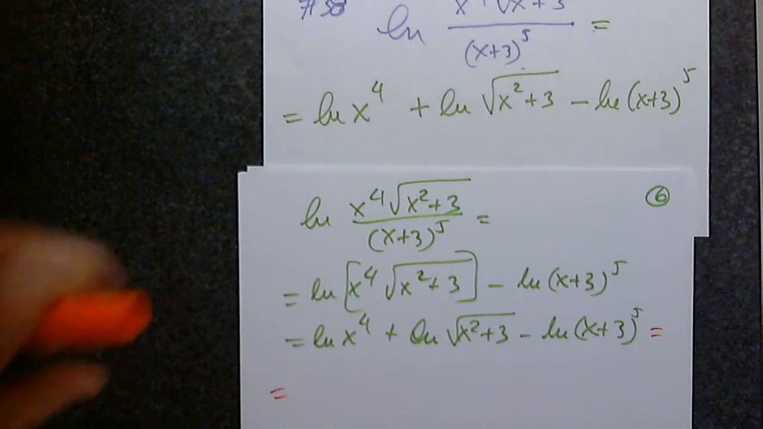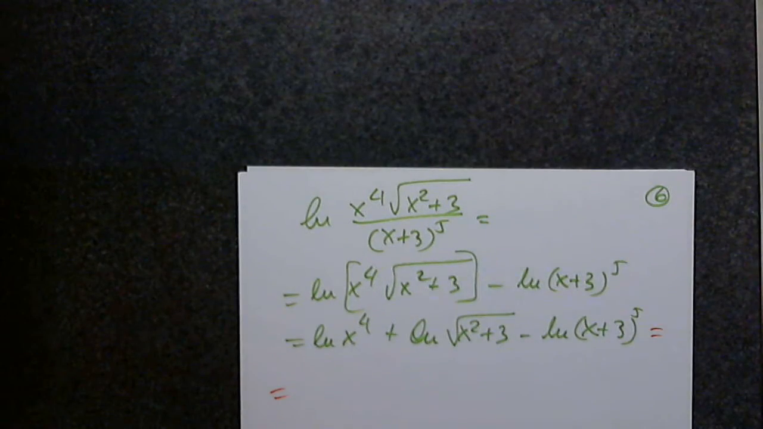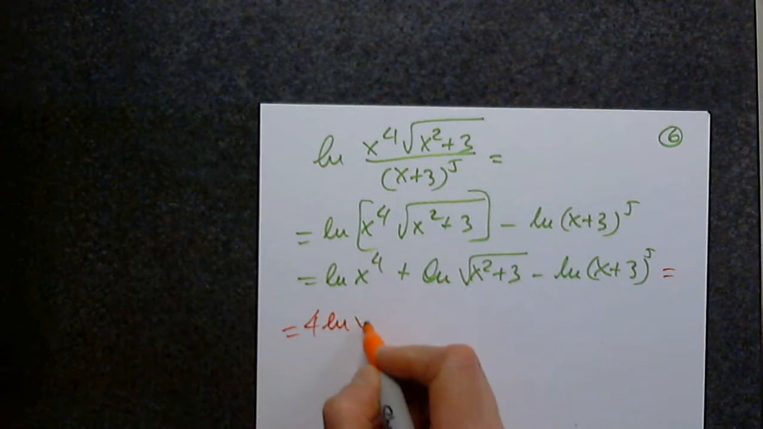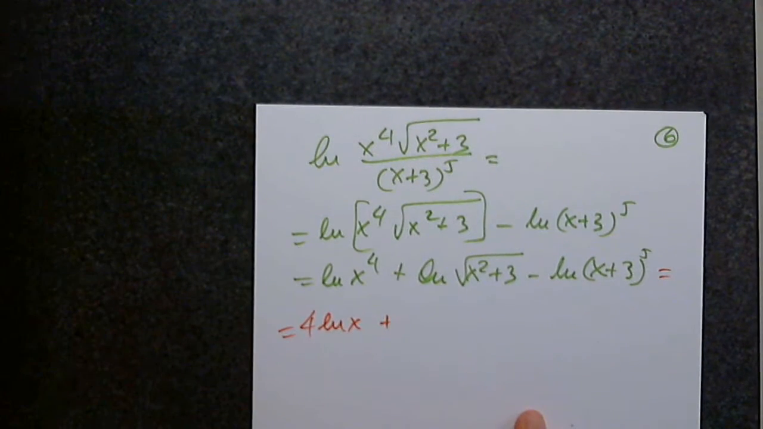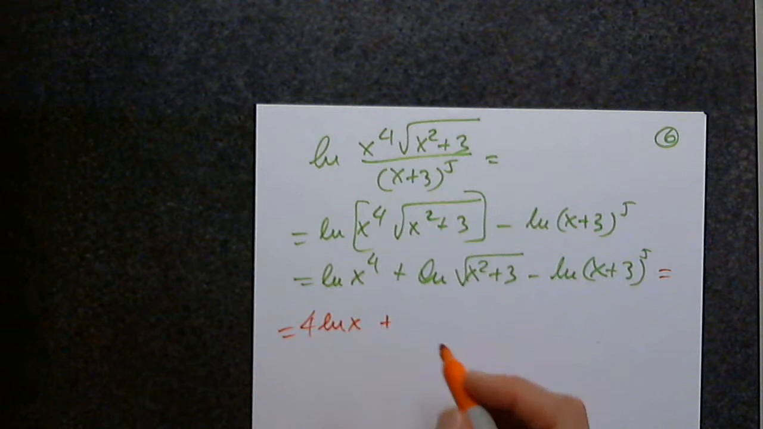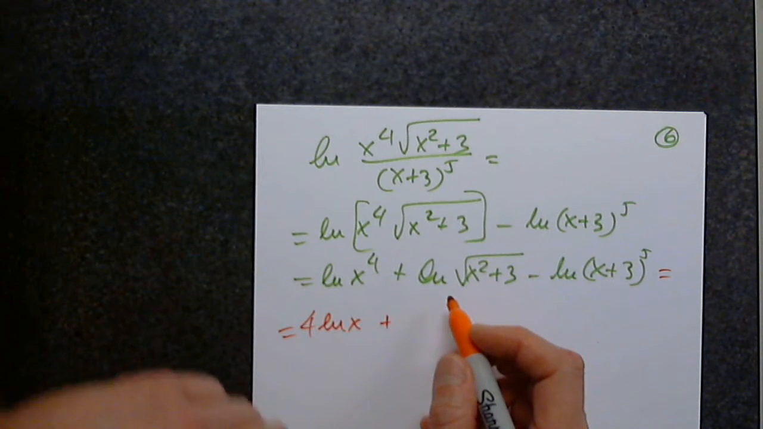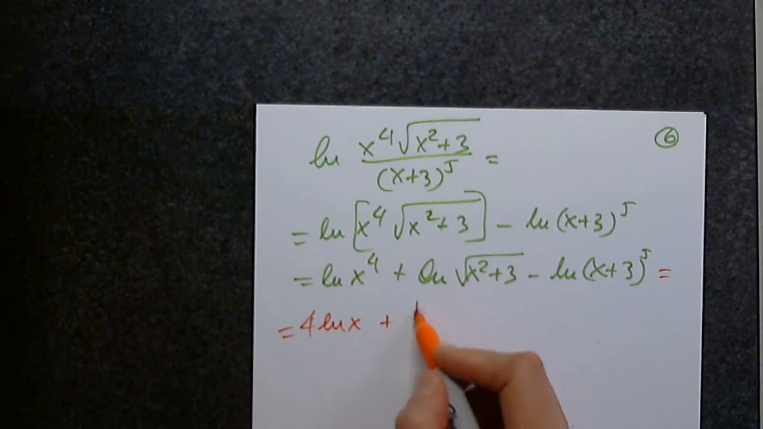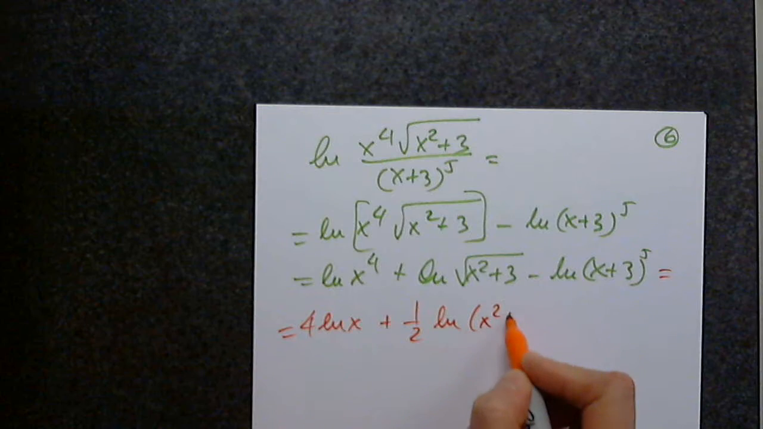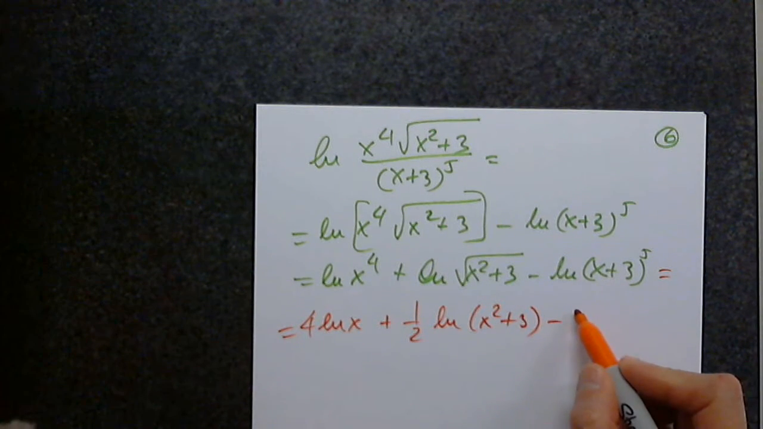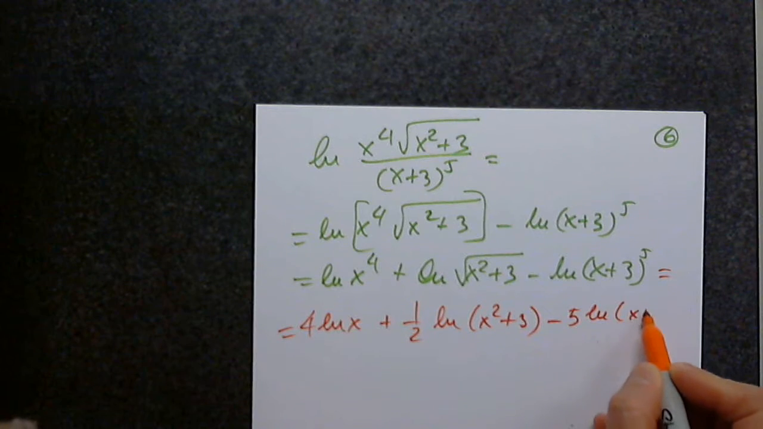Okay, so please simplify the first one. Four, excellent. Natural log of x. Next one. Well, the power, one half, right? Exactly, one half in the front. And the last one? Five. That's it.